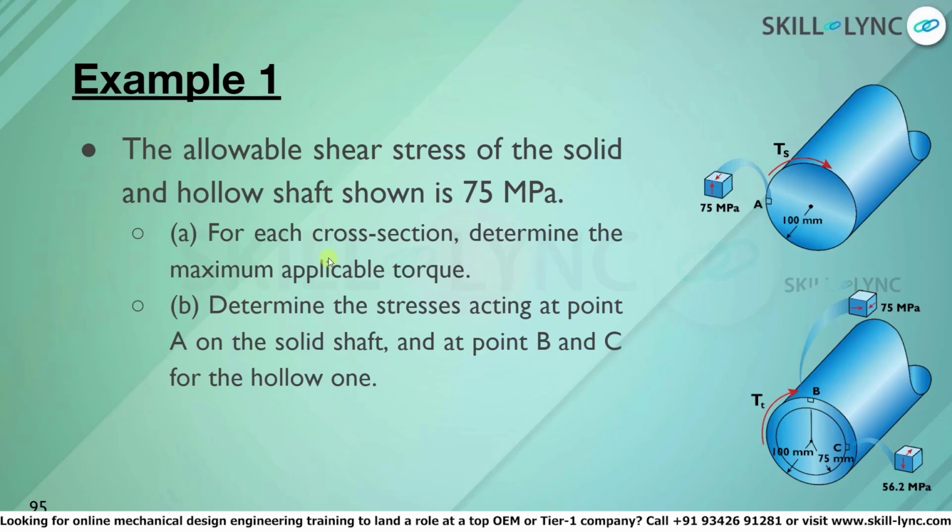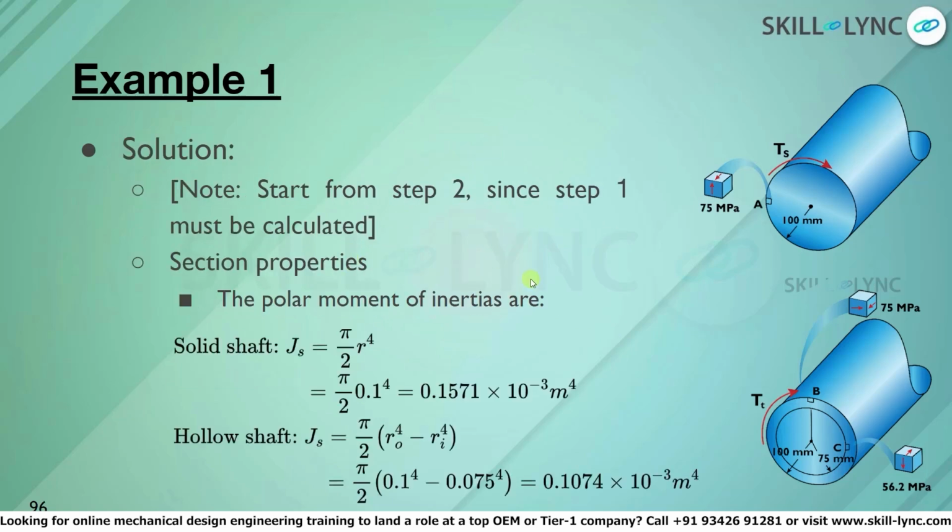Now, we cannot do the first step from the analysis procedure because here we don't have any means for the free body diagram or equilibrium forces. Instead, we can go for the second step, which is the section properties. Section properties can also be called the polar moment of inertia. So each shaft, the solid shaft and the hollow shaft, has a different polar moment of inertia.